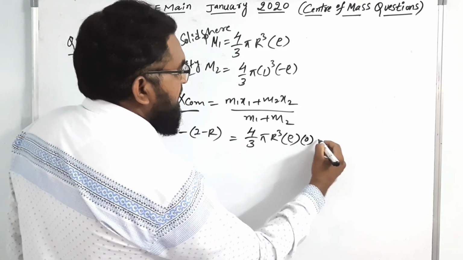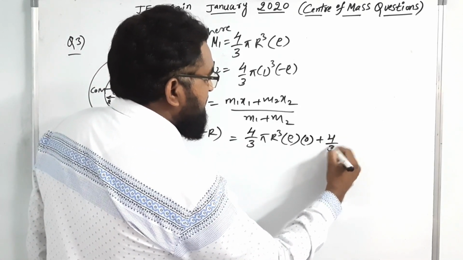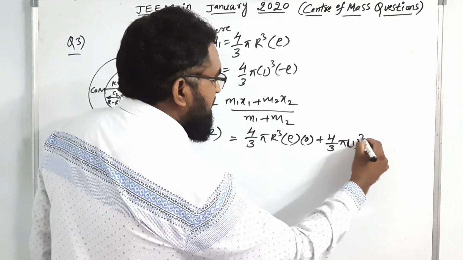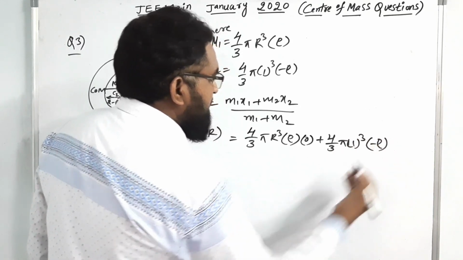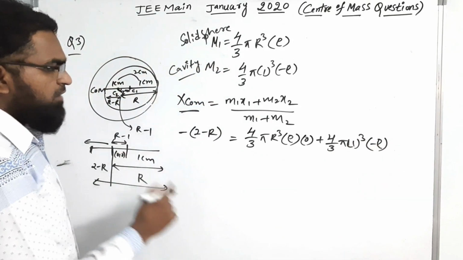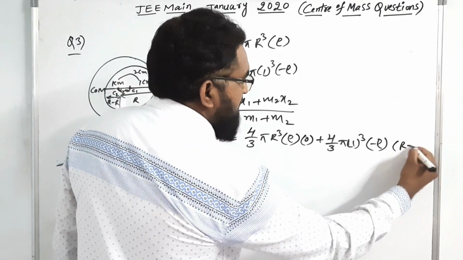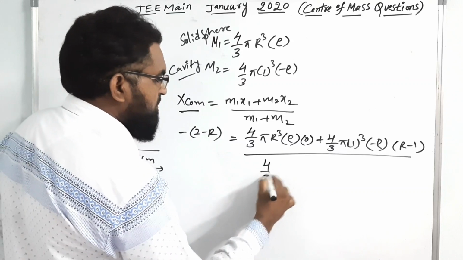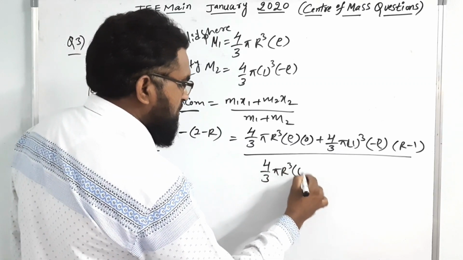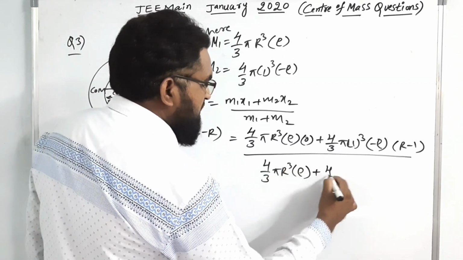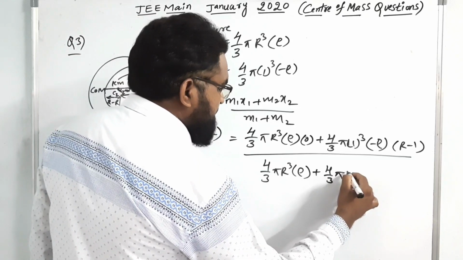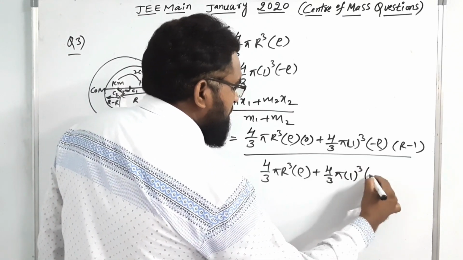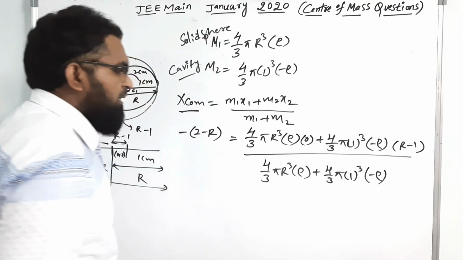So this is 0, and plus m2 value 4 by 3 pi r cubed into minus rho, actually here x2 value is r minus 1, so r minus 1 by m1 plus m2. Same like that, 4 by 3 pi r cubed into rho, and plus here 4 by 3 pi r, r means 1 cubed, into minus rho. Okay, I hope you understood this one.